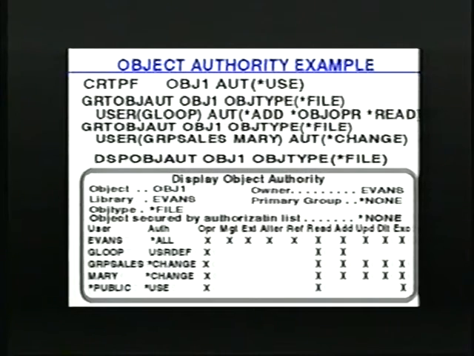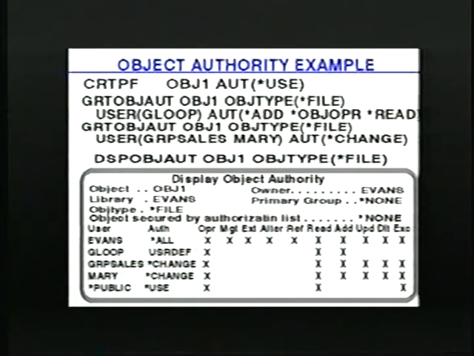Then we enter the display object authority command for this object, and we see the screen below, and you'll see that since I was the one that entered the create physical file command, I have by default all authority to the object, and I am the owner of that object. User gloop was one of the users we authorized to it, and if you'll notice in the authority column, user gloop has got the authority user defined.